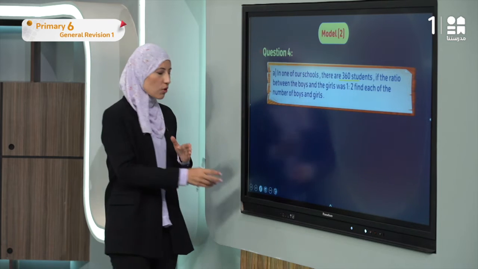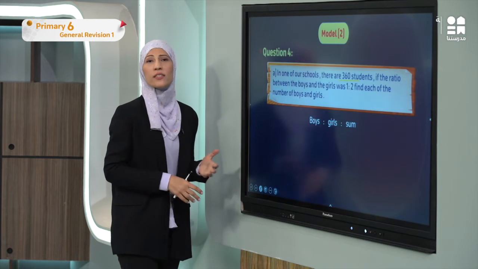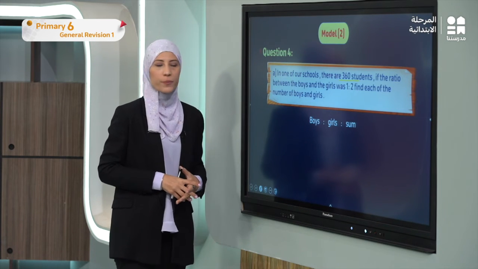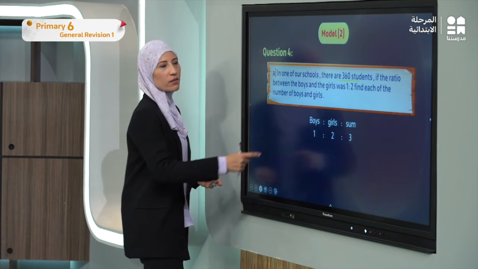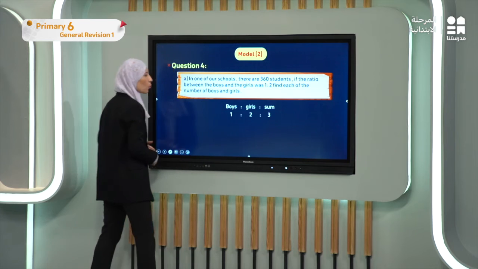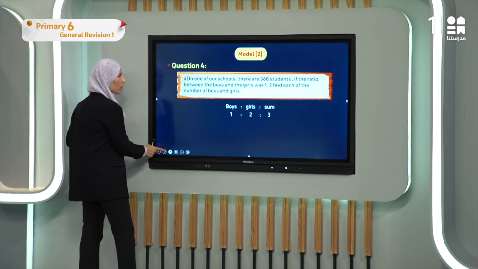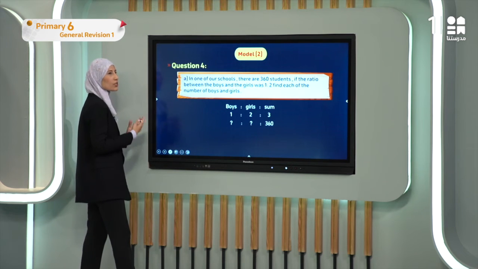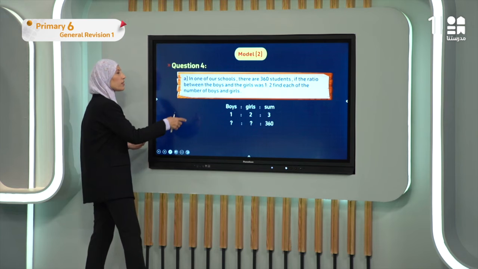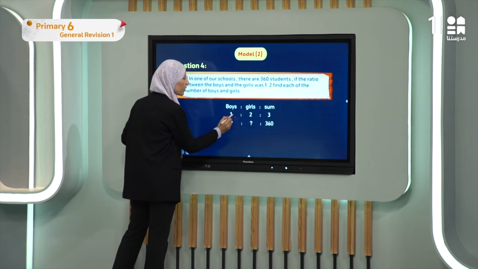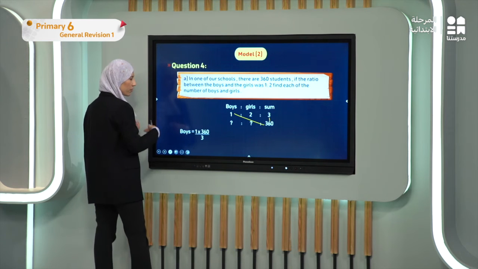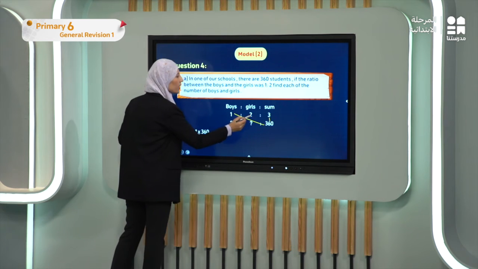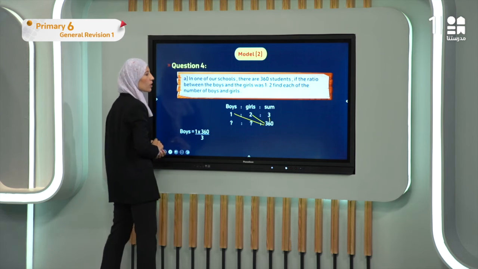So I will write my terms: boys, girls, and the sum, because I already have a total number here. So I will write 1 to 2 to 3. For the sum I will add my ratio: 1 plus 2 equals 3. So I will write 360 as a real number under the sum. To find the real number of the boys, I will do 1 times 360 divided by 3. And to find the real number of the girls, I will do 2 times 360 divided by 3.